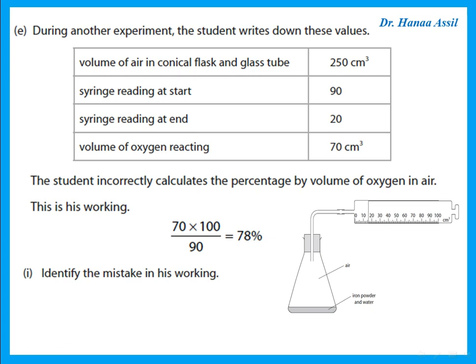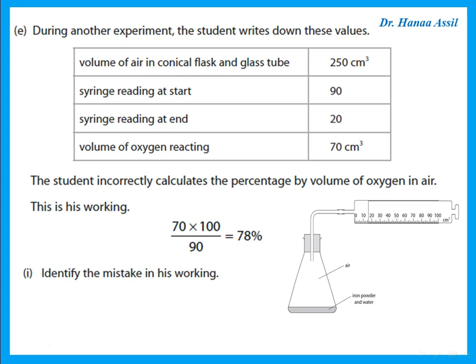During another experiment, the student writes down these values. So, volume of air in the flask and the glass tube is 250. Syringe reading at the start is 90. Syringe reading at the end is 20. So that means that the volume of oxygen is the difference between that, so it is 70. The student incorrectly calculates the percentage by volume of oxygen in air. He's trying to calculate the percent oxygen. What did he do? He put 70 over 90 times 100.